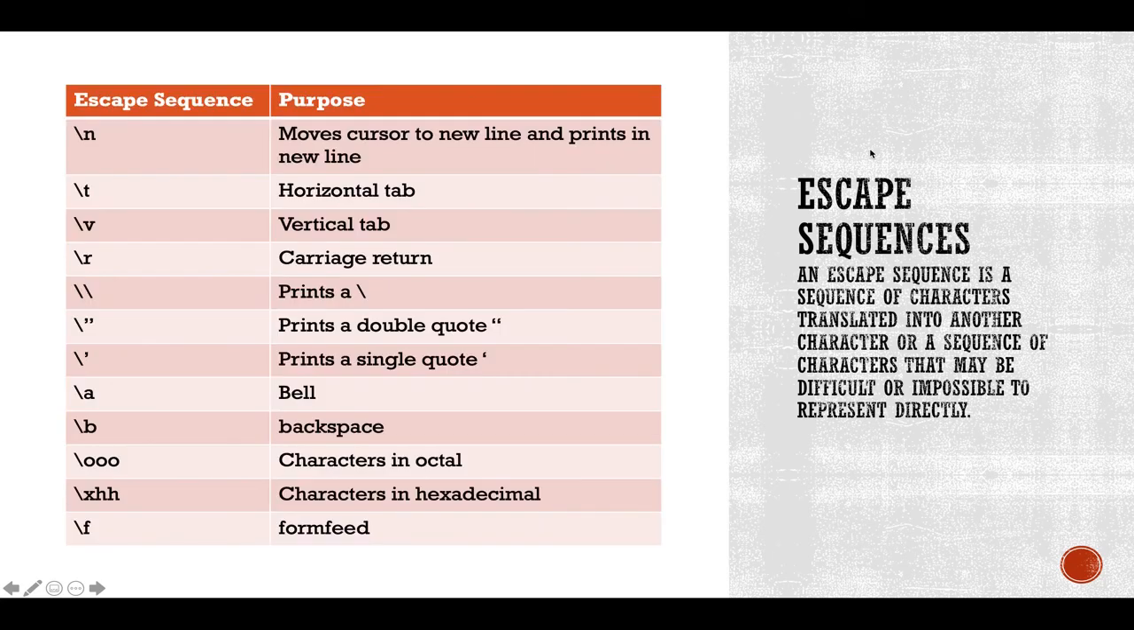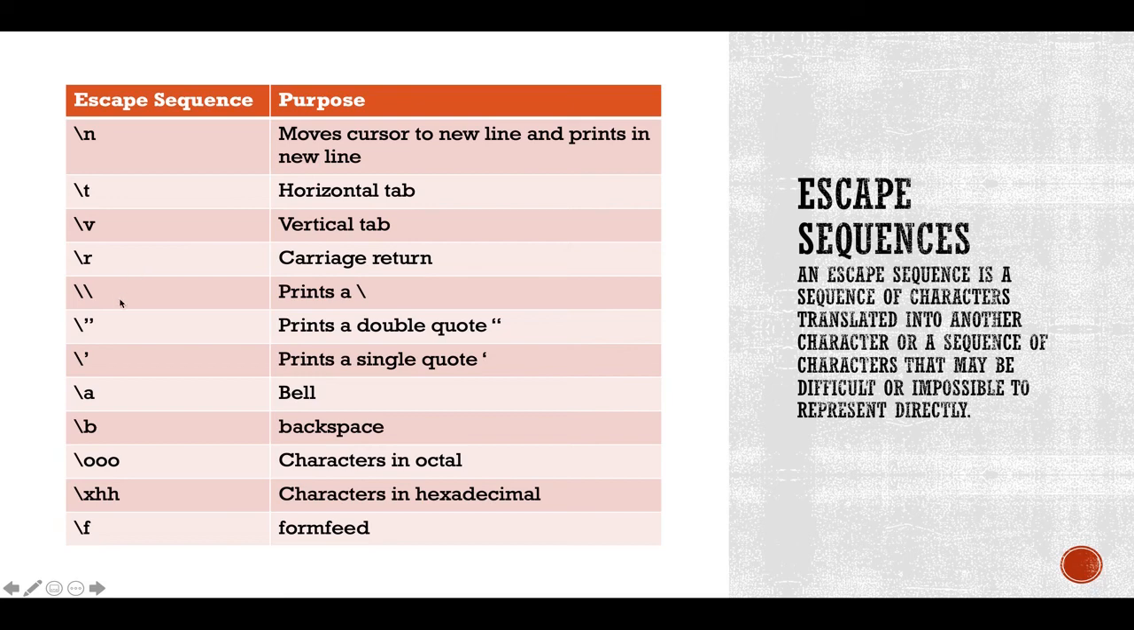So here is a list of escape sequences in Python. A few of them are very simple. Someone who already knows a language would be aware of them. The first escape sequence is \n, which will move the cursor to a new line. Then \t, it is a horizontal tab. Whenever in your print statement you give \t, it will automatically give a horizontal tab. Then there is \v, which will give a vertical tab. \r is similar to \n and will do the carriage return.